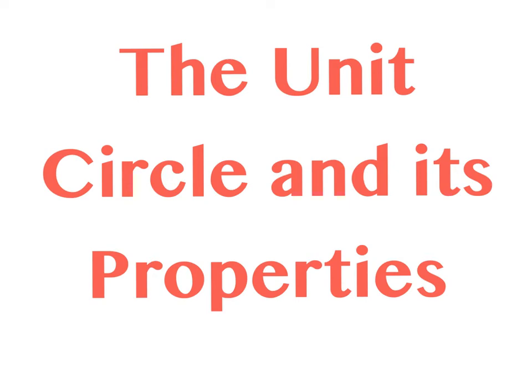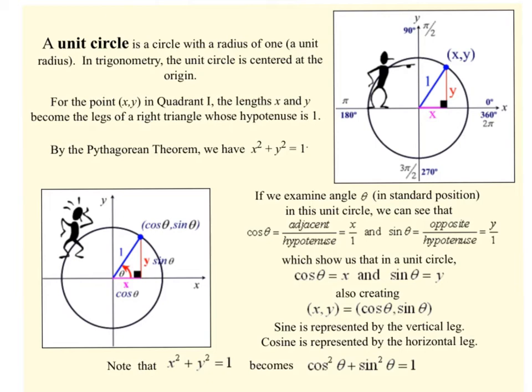In this video, we're going to talk about the unit circle and some of its properties. So let's first talk about what a unit circle is. A unit circle is a circle that has a radius of 1 unit that is centered at the origin in the Cartesian or xy plane. So that means that at any given point from the center, the length of the radius is 1.